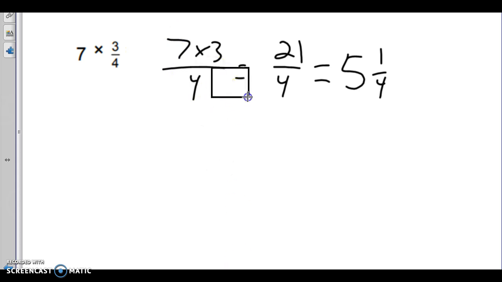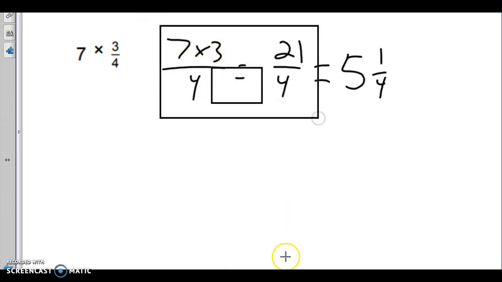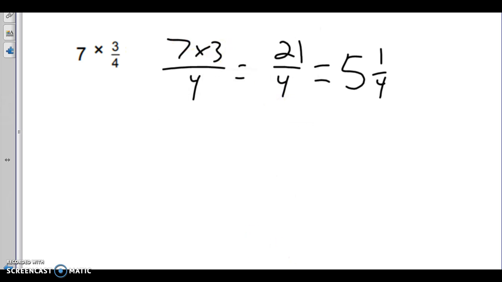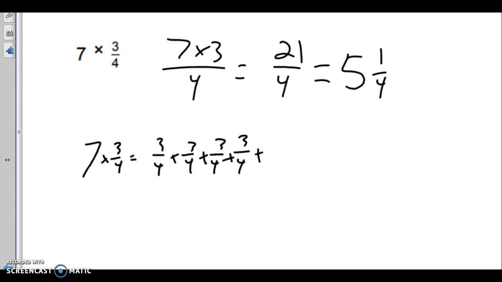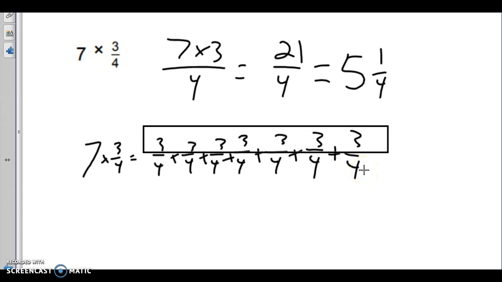this stuff right here. Why is it 7 times 3 over 4? Well, 7 times 3/4 would equal 3/4 plus 3/4 plus 3/4 plus 3/4 plus 3/4 plus 3/4, 1, 2, 3, 4, 5, 6 plus 3/4. That is 7 times 3/4. You add those all up right here. You're going to get 21/4.